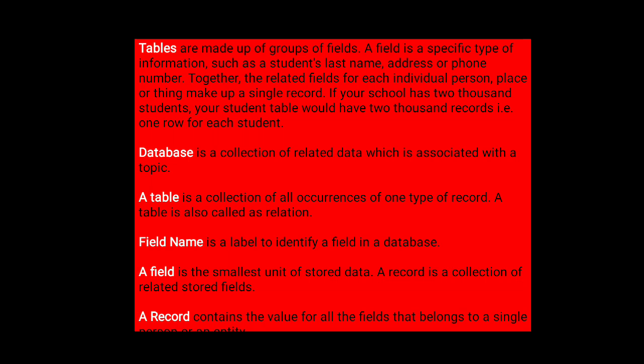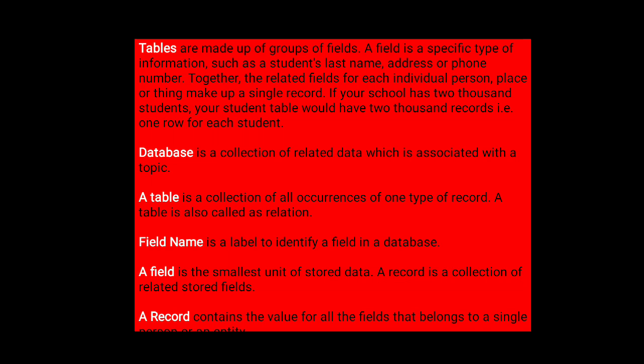Database is a collection of related data which is associated with a topic. Again, table I have already explained. And next is a field name. Field name is a label to identify a field in a database. Each field holds a single piece of information about the record in which it resides.